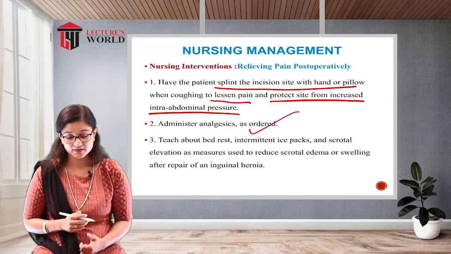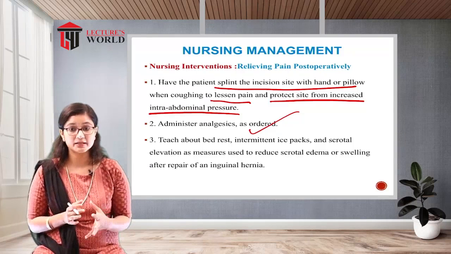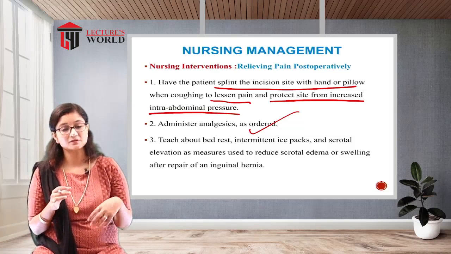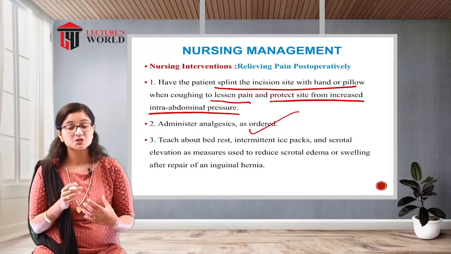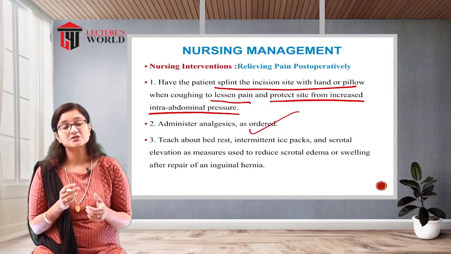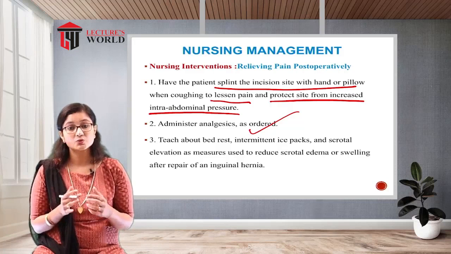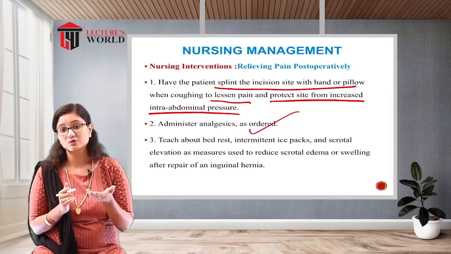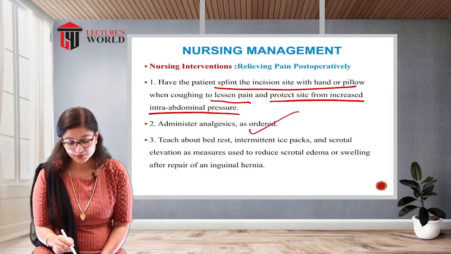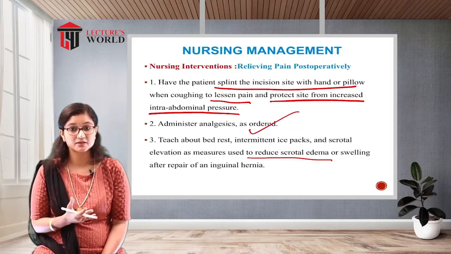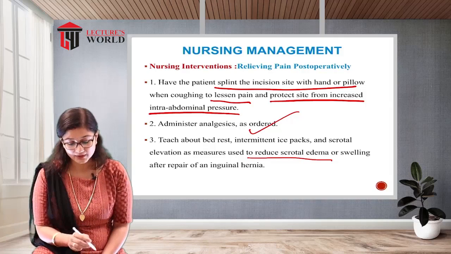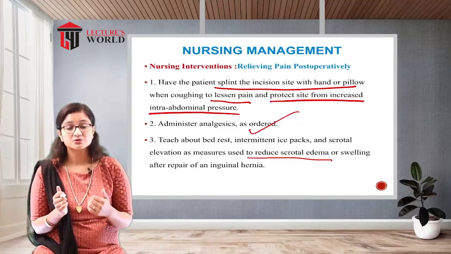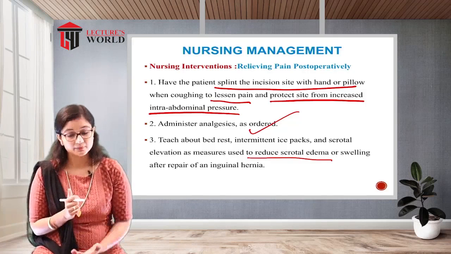Teach about the bed rest. Intermittent ice packs can be applied in order to reduce the pain, and scrotal elevation, because since it was related to inguinal, which is almost nearby to the groin region, there are chances that commonly it is seen the patient develops scrotal swelling. So what we can do is, when there is a swelling, we put a T type of bandage in order to elevate the scrotal region. So scrotal elevation is a measure to reduce the scrotal edema, swelling which is there in the scrotum, or swelling after repair of an inguinal hernia. So we are going to elevate the scrotum with the help of a bandage, so that it is not going to further cause problem to the patient.